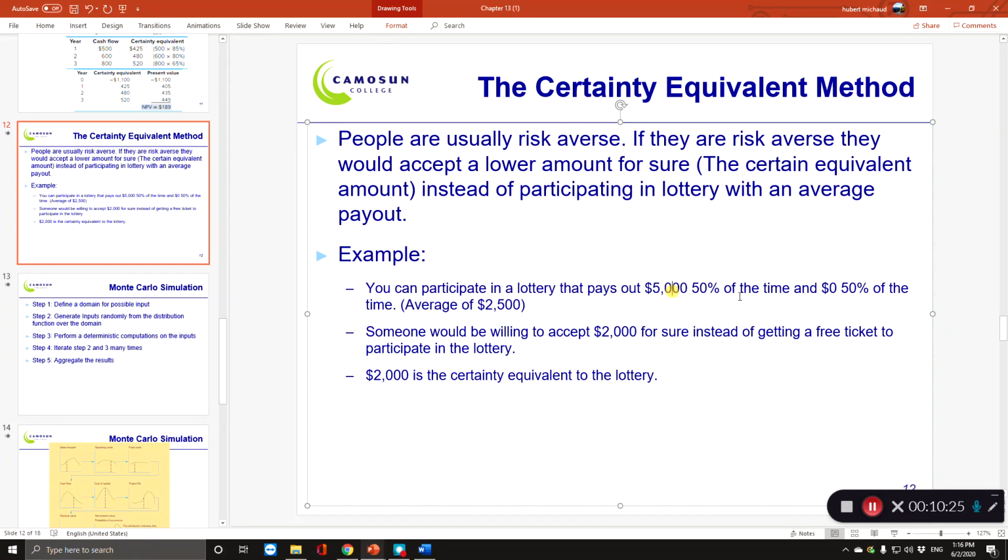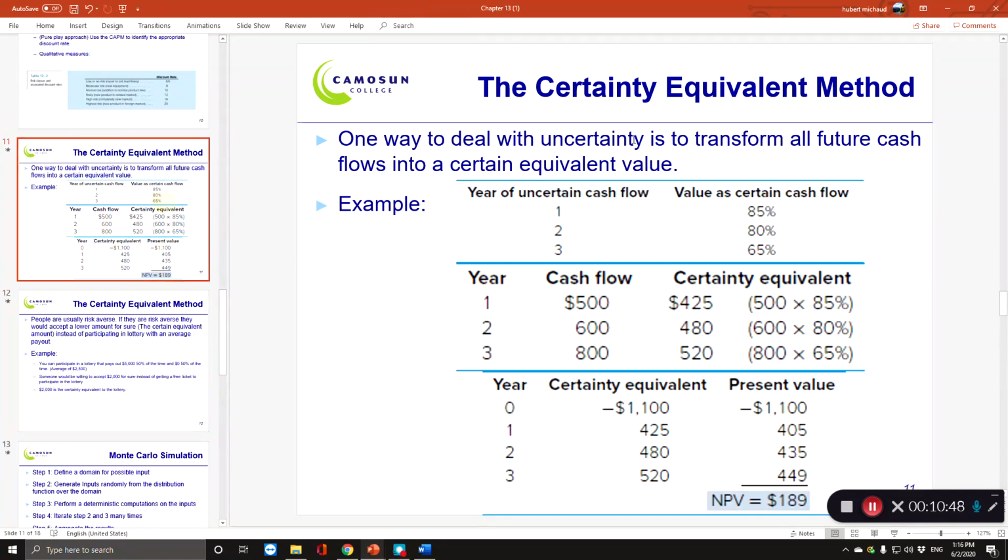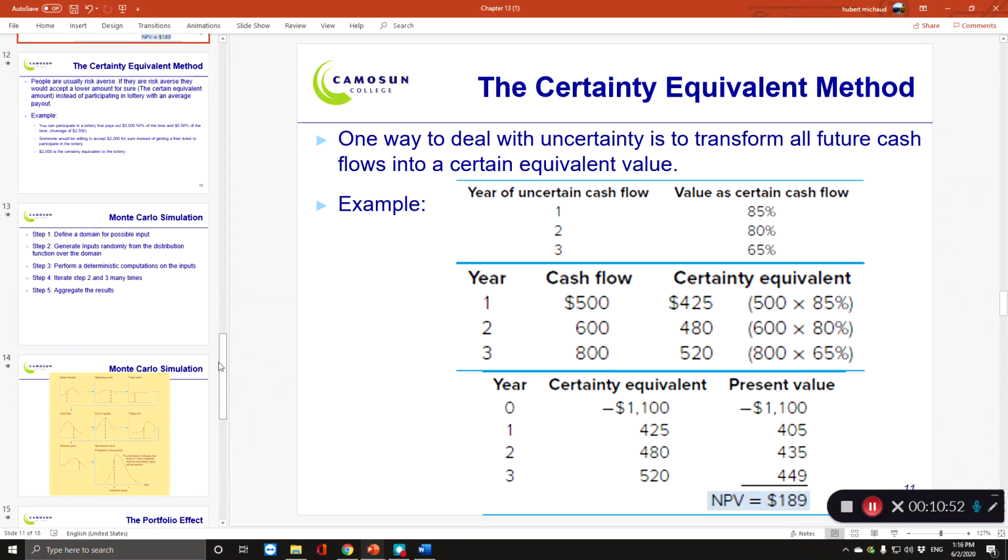Because most people are risk averse, they would not want the $0. That makes them really unhappy, right? So they would be willing to take less than the average value of the lottery because they want to avoid that zero at any cost. They want some insurance against getting that zero. So let's say the person was willing to accept $2,000, that would be the certainty equivalent. Okay, but you don't need to be able to calculate that. Just understand the impact on interest rate and which interest rate you need to use.